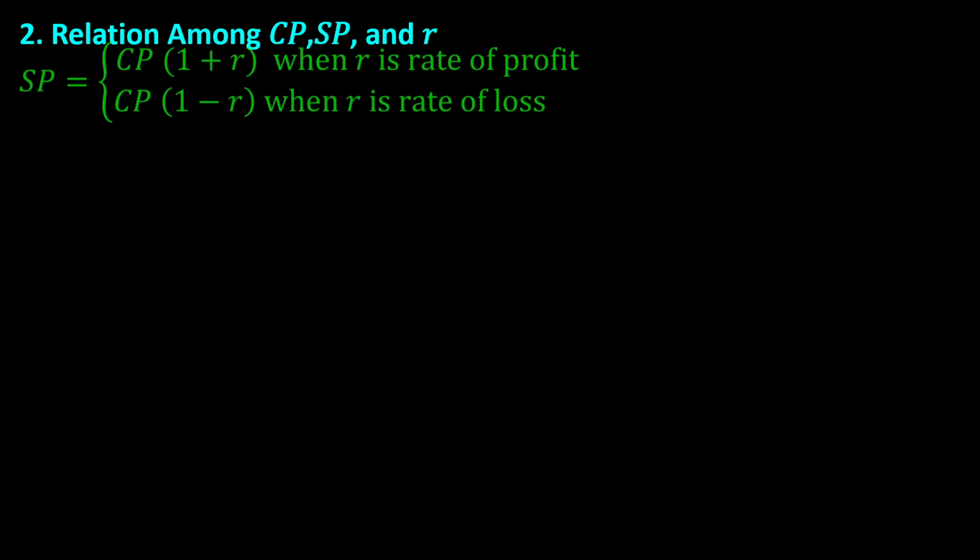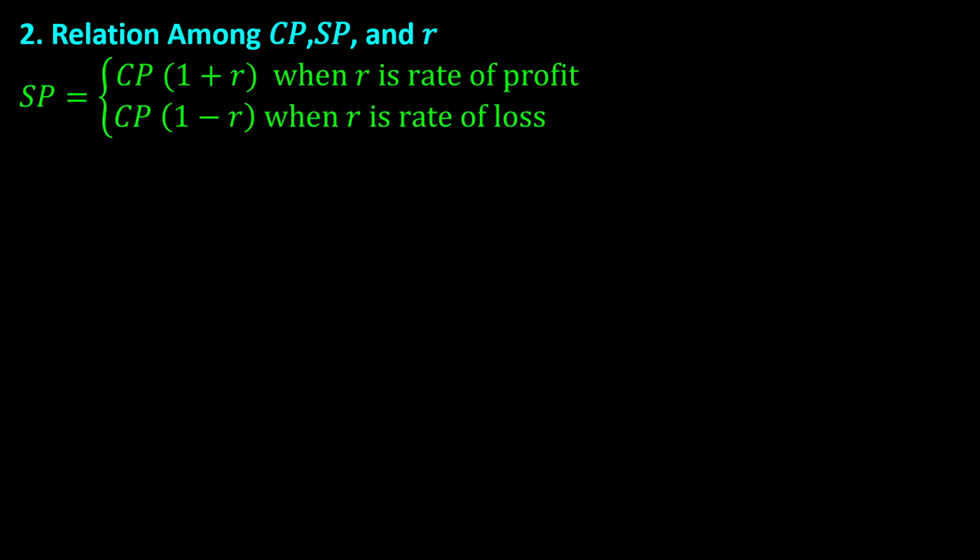Today we are going to discuss the relation among CP, SP and R. The relation among CP, SP and R is SP equals CP times (1 plus R) when R is the rate of profit. Again, SP equals CP times (1 minus R) when R is the rate of loss.